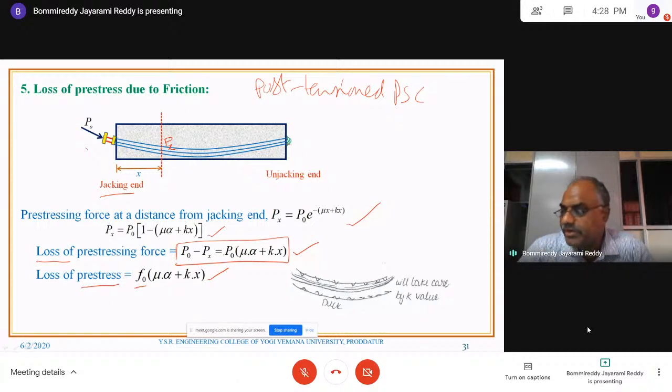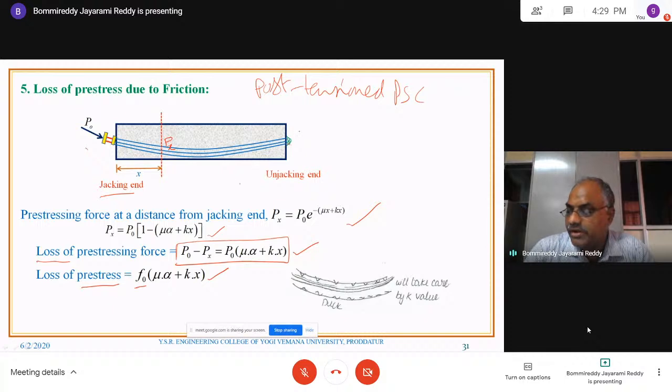But here, what are the various values? P naught means initial pre-stressing force. Px means at any point the force in the pre-stressing cable. Mu means coefficient of friction between the cable and the duct concrete. Alpha is the cumulative angle of both the ends of the cable. That I will tell you clearly.